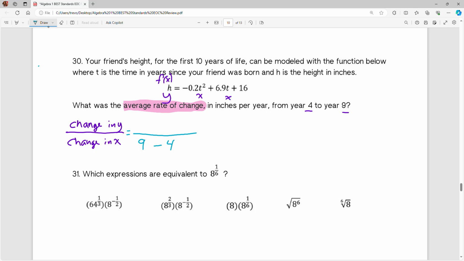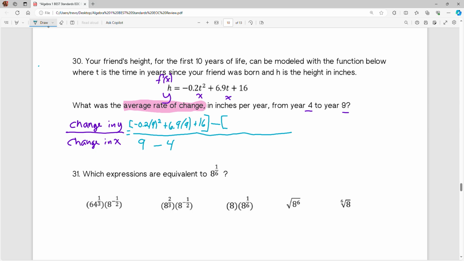So this first little part here, I've got negative 2/10 times 9 squared plus 6 9/10 times 9 plus 16. Got to do all that and then subtract. Oh my goodness.